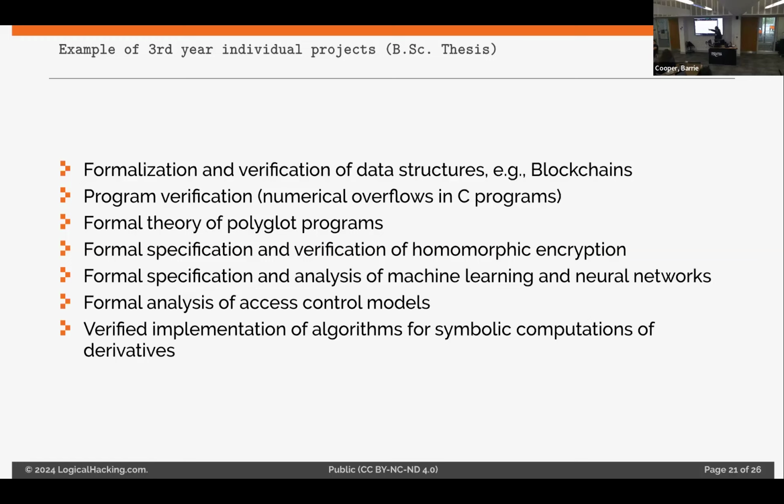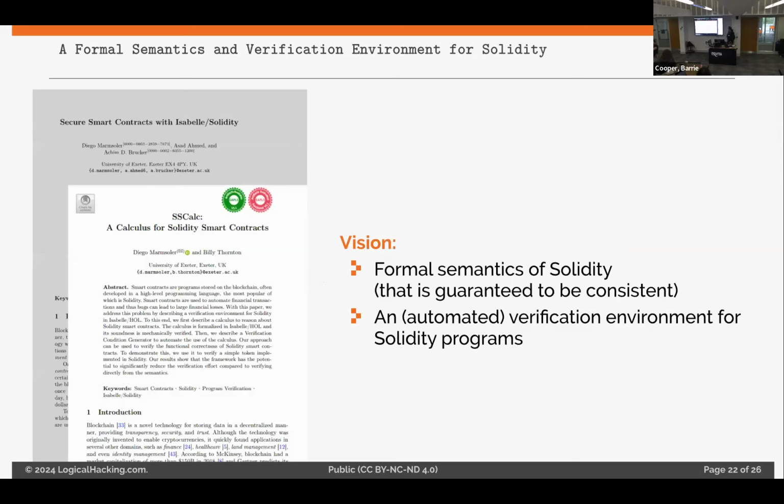Amy, who is here, has done a project on formalizing machine learning access control systems. Last year, two years ago, I also supervised a project where we implemented algorithms for symbolic computation of derivatives and verified them, so that you don't need to guess the derivative. And that is also what we're essentially doing in our research.